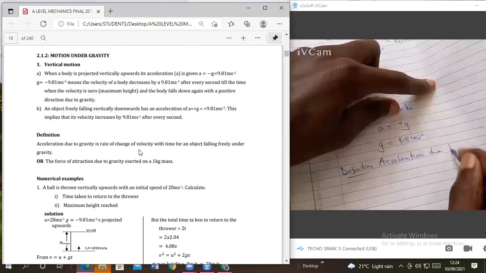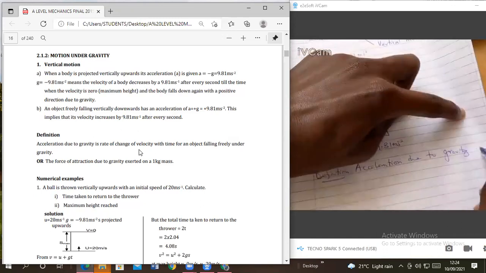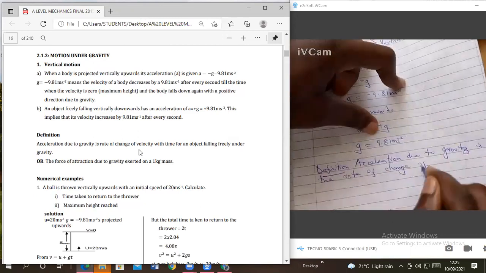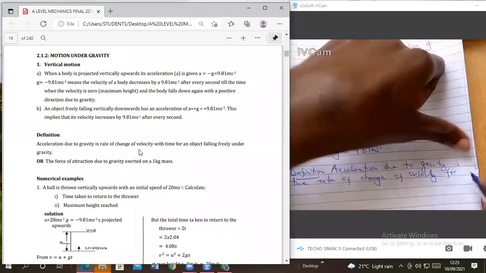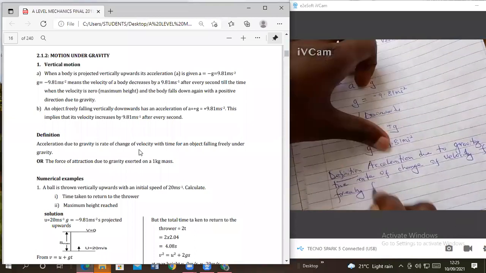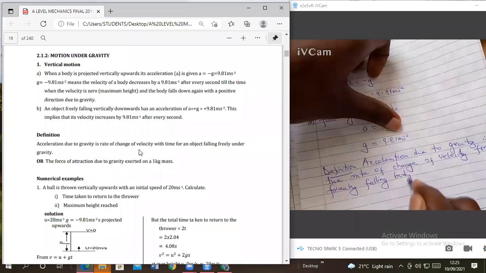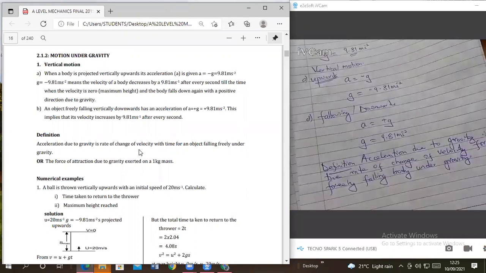So acceleration due to gravity is the rate of change of velocity for a freely falling body under gravity. As simple as that.